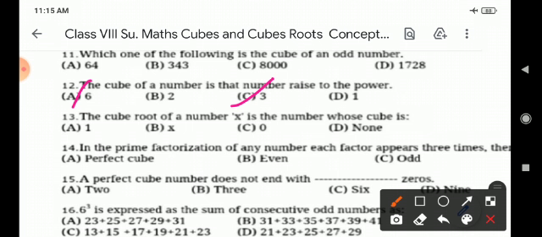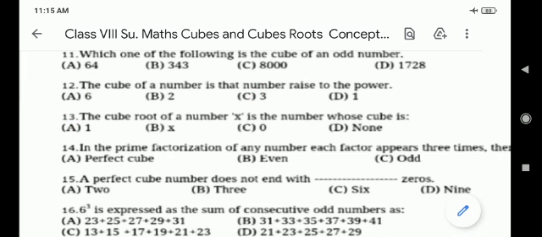Okay, children. Question number 13. The cube root of a number x is the number whose cube is x. Cube root of a number x is the number whose cube is x, that is x power 1 by 3.